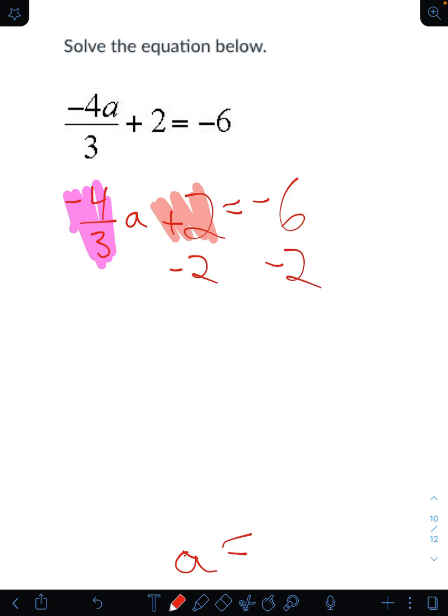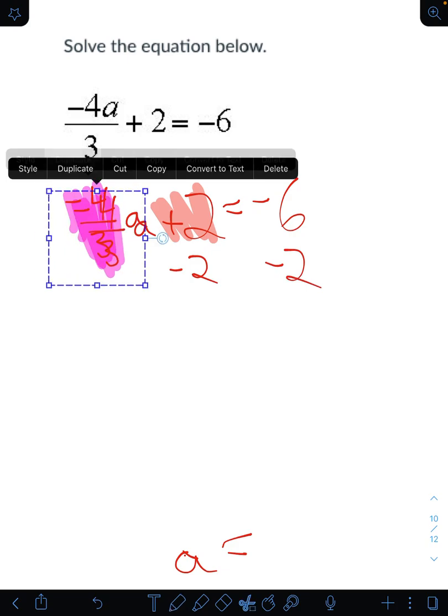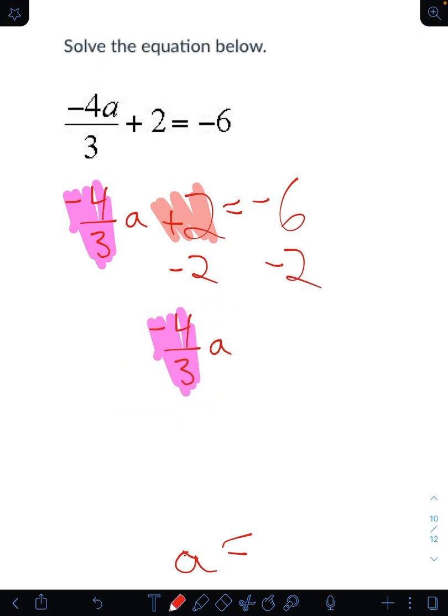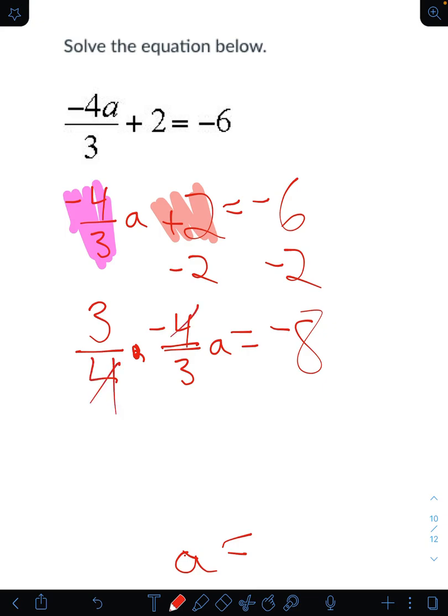So I'm left with minus 4/3 a equals negative 8. So how do I get rid of that minus 4/3? Well, I multiply by the reciprocal. So that means I multiply by a fraction. To cancel out a divided by 3, the 3 has to be on the top. To cancel out the 4 on the top, the 4 has to be on the bottom. So now that'll cancel with that, and this will cancel with this. Oh, and since this is a negative, this has to be a negative.